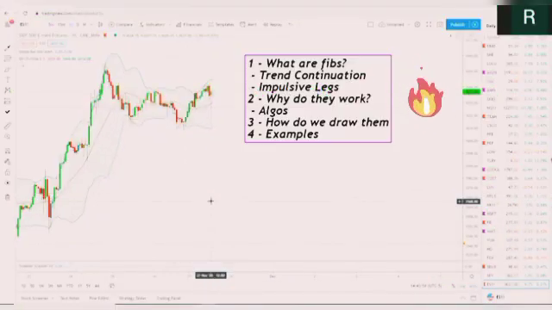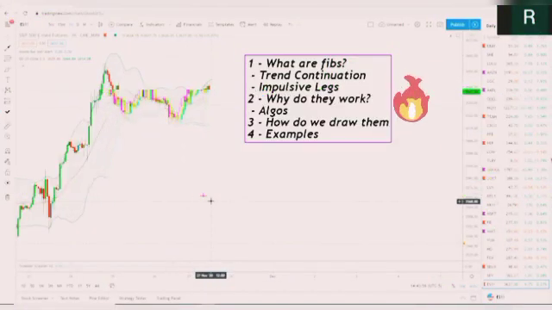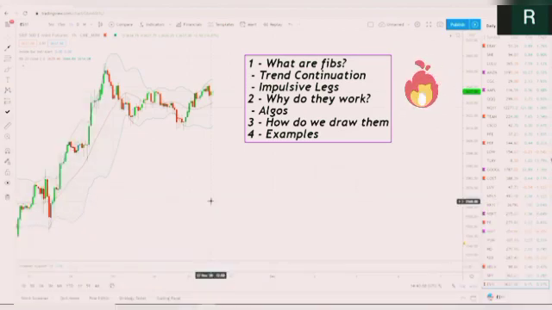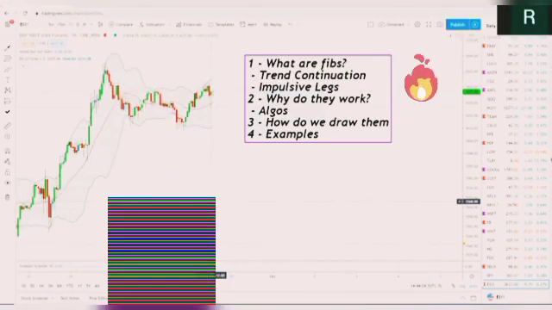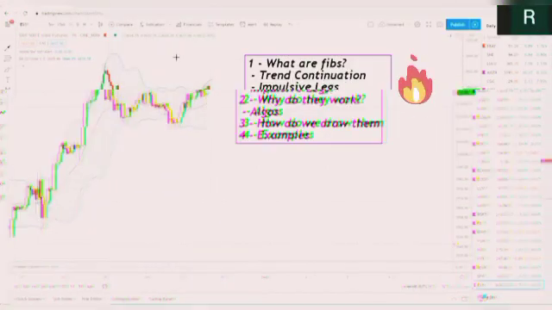Okay, so we talked about fibs being trend continuation, we talked about the impulsive legs, we talked about why they work, and now I'm going to draw a few examples, and I'm going to keep it short so that we can get to more in part 2. Okay, but here are some examples.